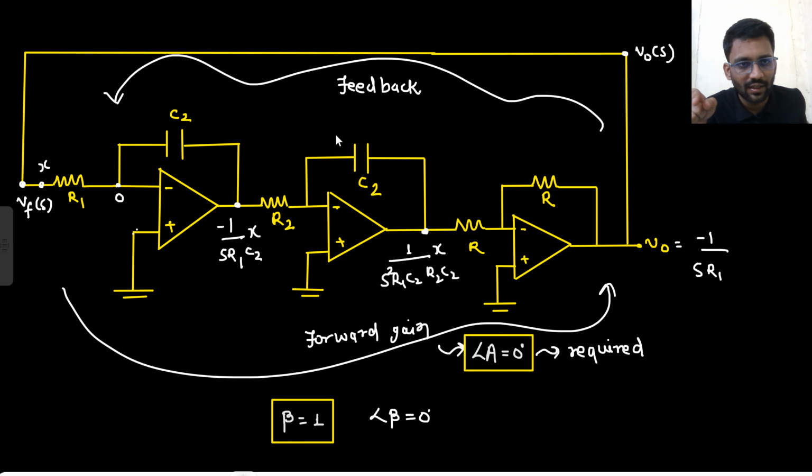Minus 1 by R1 C2, minus 1 by s R1 C2 from the first stage. Then from the next stage, minus 1 by R2 C2, minus 1 by s into R2 C2. So from the next stage, it would be 1 by s square R1 C2 R2 C2, and from the third stage you will get minus 1. So it would be minus 1 by s square R1 R2 C2 square. Basically this is the final answer, that is equal to V naught by x.